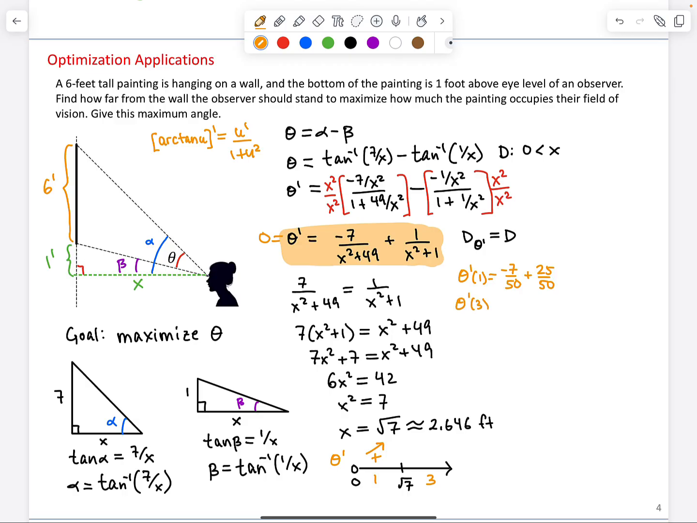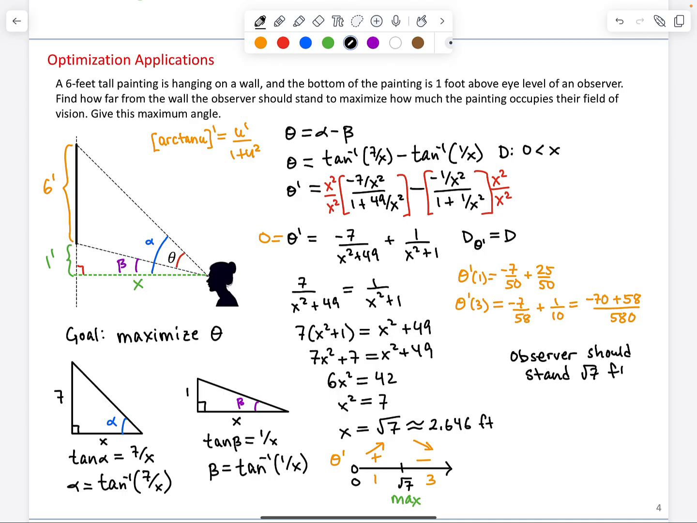Now plug 3 into the derivative. We get negative 7 over 3 squared is 9 plus 49 is 58, plus 1/10. Getting a common denominator, we'd have negative 70 plus 58 over 580. This is enough to see that the result will be negative, so theta is decreasing on this subinterval, suggesting that theta will be maximized when x is this critical number, square root of 7. So the observer should stand square root of 7 feet from the wall, and then the max angle will be theta of square root of 7.